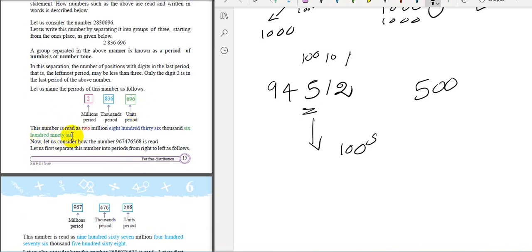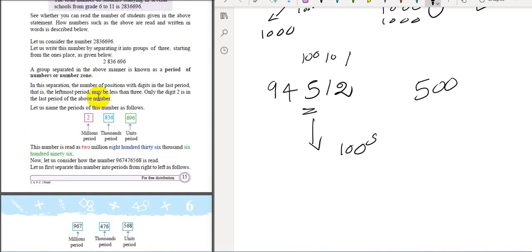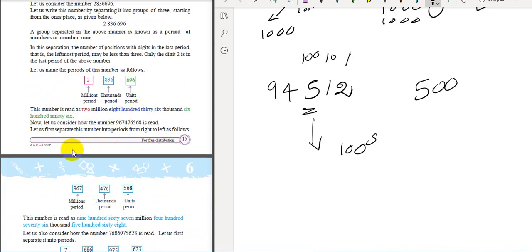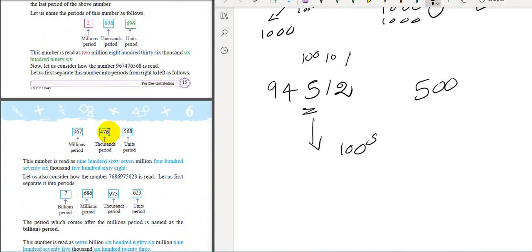The number is read as 2,856,696. Okay, how to read this? To practice that, we have to know the periods. There are unit periods, thousand periods, million periods. We have to separate the number into periods from right to left, 3 by 3.